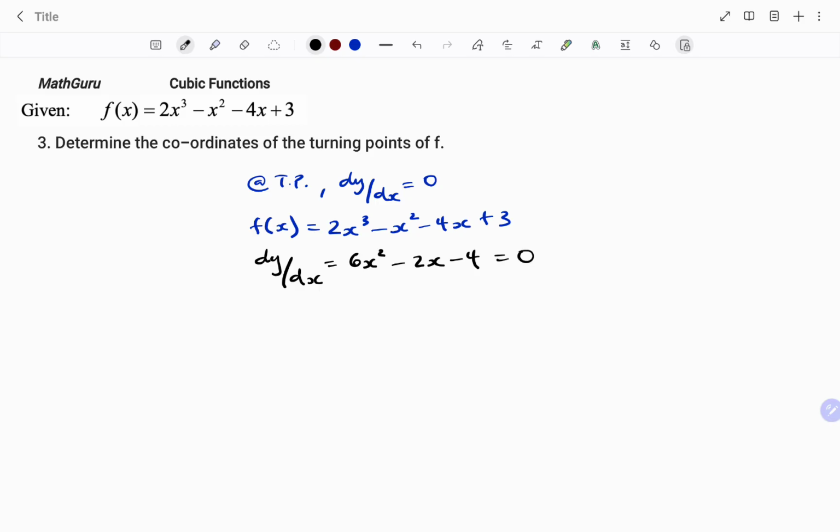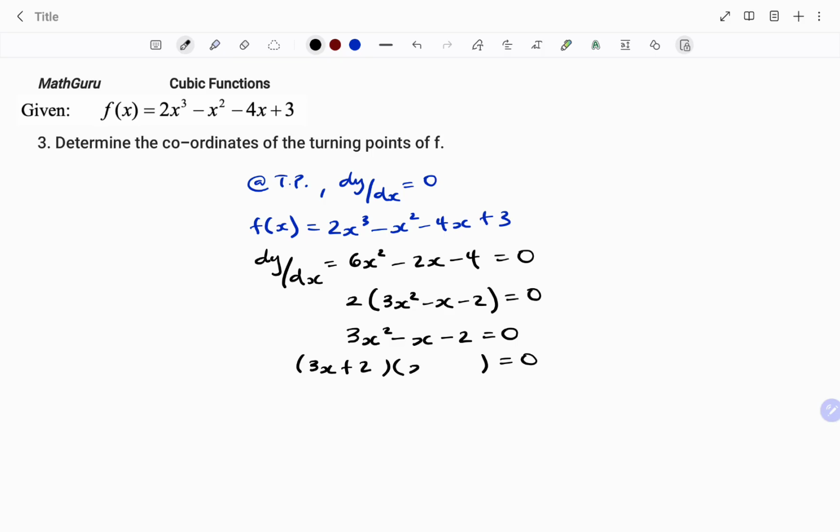So if I equate that to 0, I'll start by factoring out 2, just to make my work easier, taking out the common factor. I have 3x squared minus x minus 2 equals 0 if I divide both sides by 2. So I'm going to factorize my left-hand side. I have that as 3x plus 2.